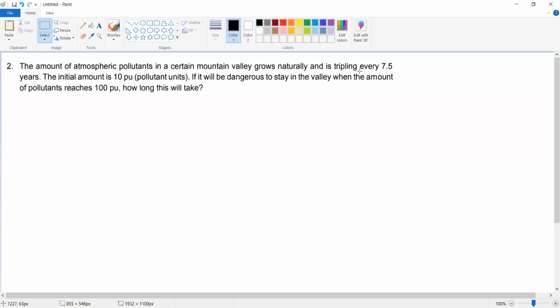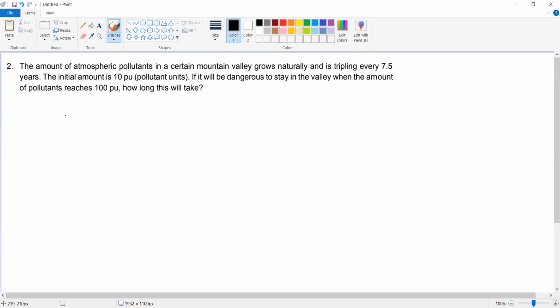Okay, so let's solve this differential equation problem. The amount of atmospheric pollutants in a certain valley flows naturally and is tripling every 7.5 years. The initial amount is 10 pollutant units. If it will be dangerous to stay in the valley when the amount of pollutants reaches 100 pollutant units, how long will this take? Okay, so paano i-solve 'to?